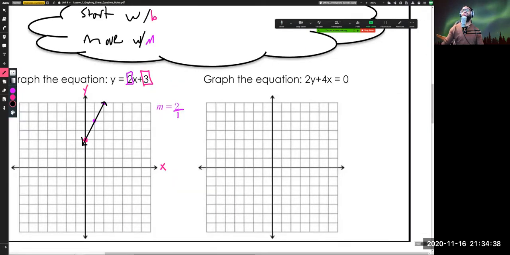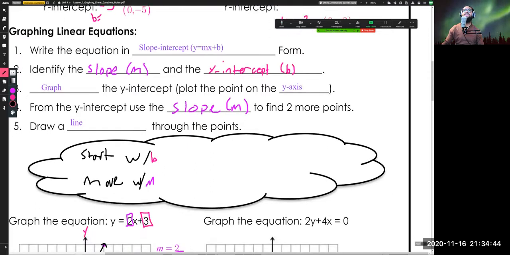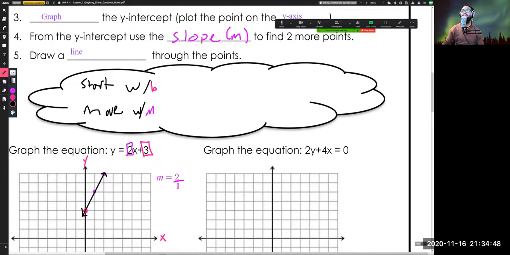All right, number 2, our second example says graph the equation. When we look at our steps, our first step says to write the equation in slope-intercept form, y equals mx plus b. Is this in slope-intercept form? Does this look like y equals mx plus b? Nah, not even close. It has 2y plus 4x. Our y and our x are on the same side. We can't do this. We need to solve for y first, all right? So let's begin the process of solving for y. You guys are probably experts at this.